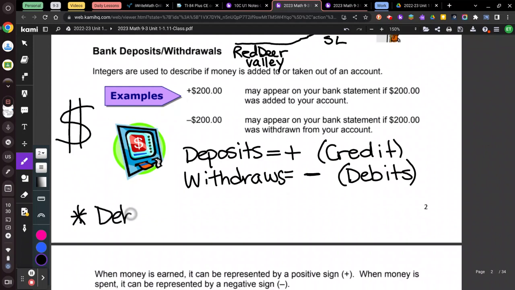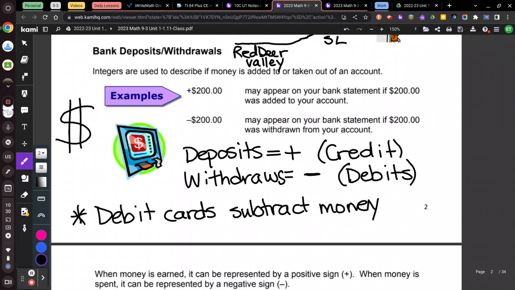So debit cards subtract money from our bank accounts.